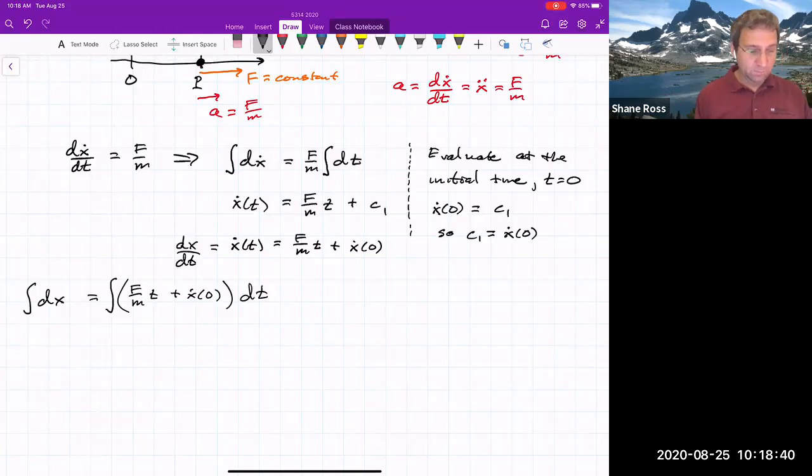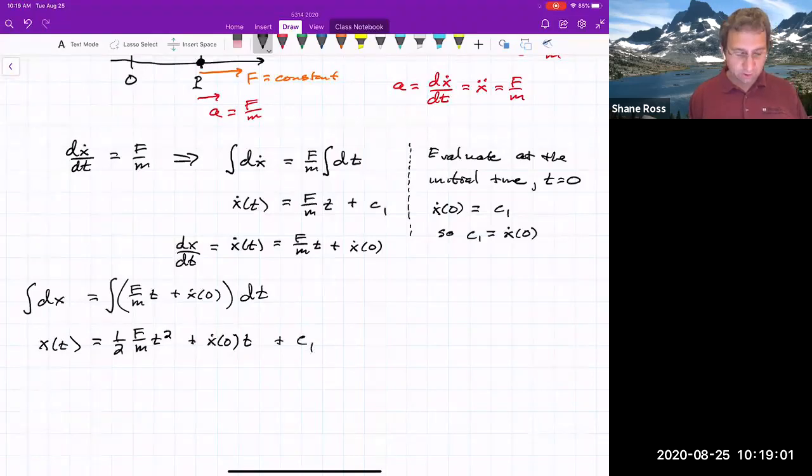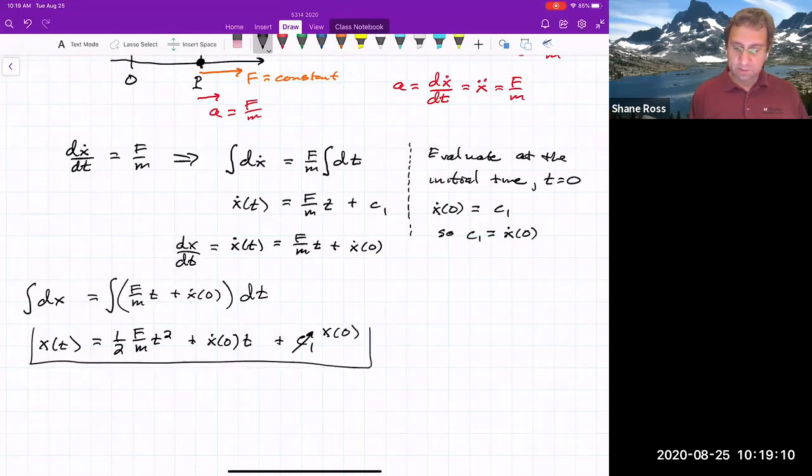And what do we get? x(t) equals, now it's 1/2 F over m t squared plus x dot at time 0 t plus a constant of integration. We'll find out that constant of integration is the initial position. Okay, so now this is our formula.